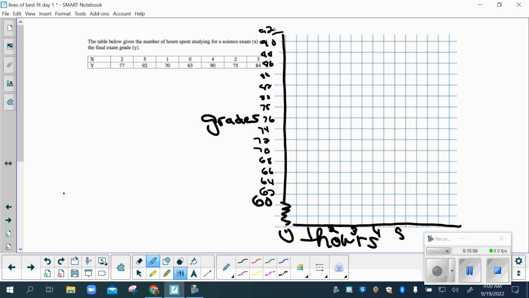Everybody okay with that? And now what you're going to do is you're going to take 3 minutes with each other. You're going to graph your data. Put your data on there. Let's see if there's a pattern. If you studied more, did you do better? Let's see. Go ahead and put it on there.